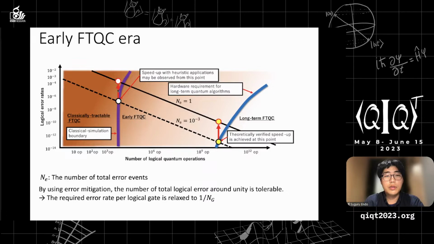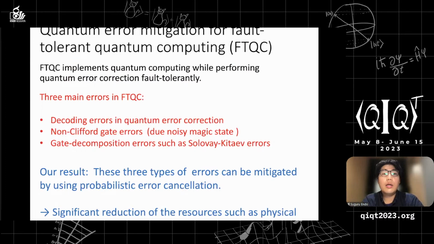And actually, there are a lot of types of errors in fault-tolerant quantum computing (FTQC), and there are mainly three types. The first is decoding errors in quantum error correction. Error correction tries to detect errors, and by decoding, we can estimate the errors and correct them. But there are faults in the decoding process, so we call such errors decoding errors. I'll explain about this later.